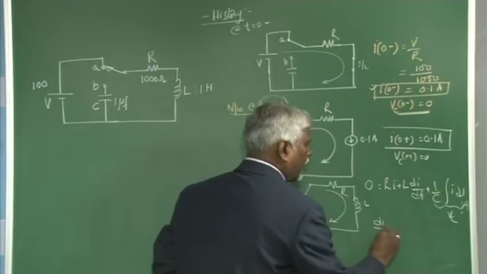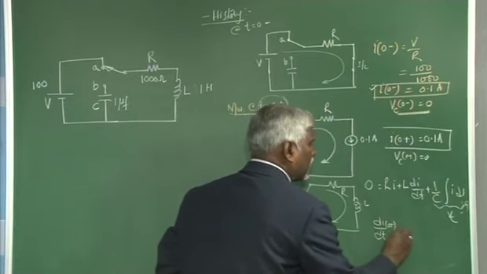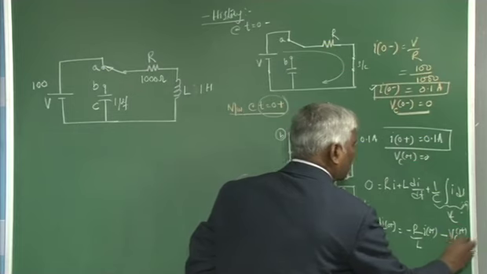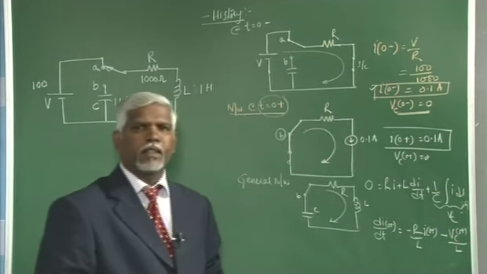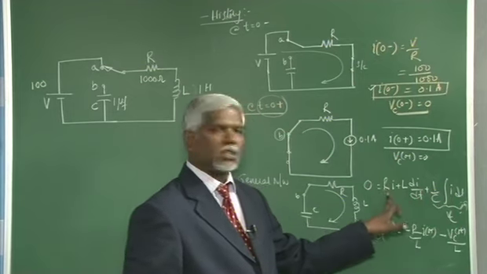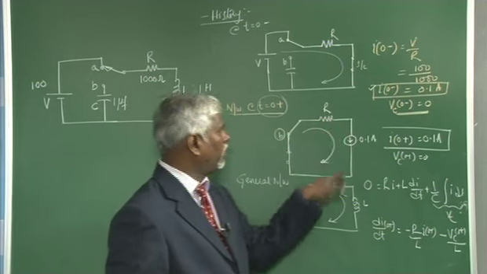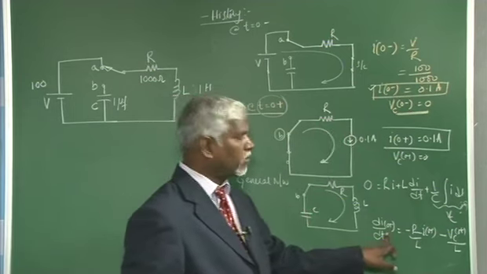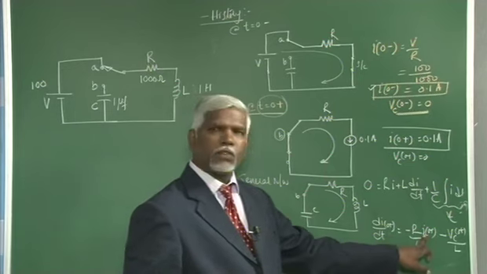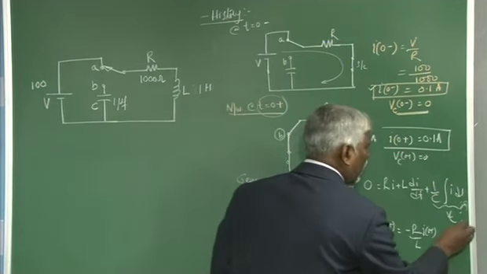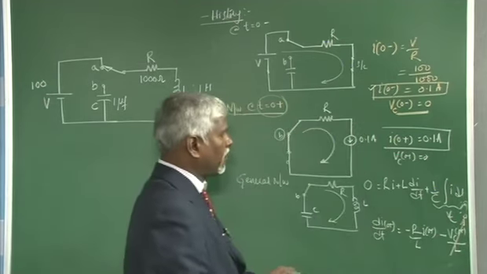Get an expression for di by dt. Di by dt at 0 plus will be minus R by L into I at 0 plus minus Vc at 0 plus by L. This is nothing but the voltage across the capacitor, voltage across the inductor, voltage across the resistor, all put together in a loop. The total voltage has to be 0 because there is no forcing function. So, get an expression for di by dt, substitute the values of I at 0 plus, Vc at 0 plus. Voltage across Vc at 0 plus is 0, this goes to 0, I at 0 plus is 0.1.